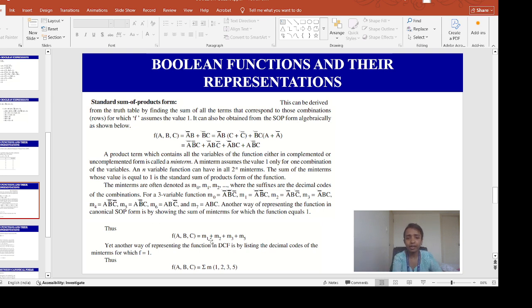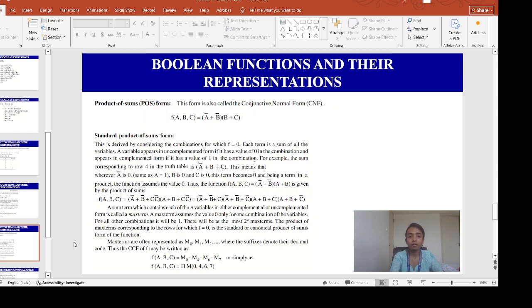How are we writing m1 plus m2 plus m3 plus m5? We are writing from here. This is 0, 0, 1, so m1. This is 0, 1, 0, that is 2, so m2. This is 0, 1, 1, which is 3, that is m3. This is 1, 0, 1, which is 5, that is why m5.